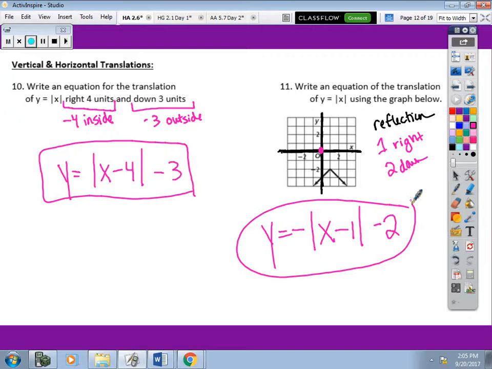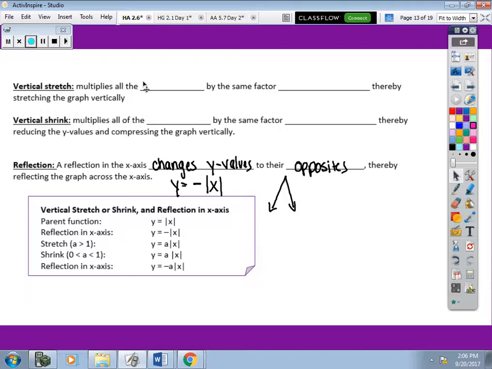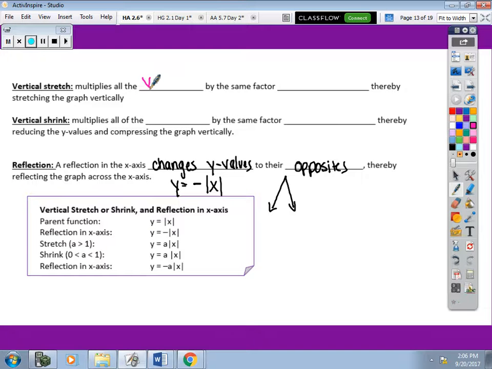All right, the last thing we're going to look at is the a variable, which is going to affect basically the slope or the steepness of the line. So the vertical stretch will multiply all of the y values by the same factor that is going to be greater than 1, thereby stretching the graph vertically.